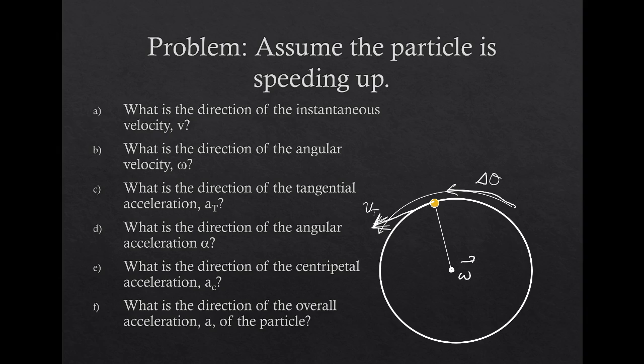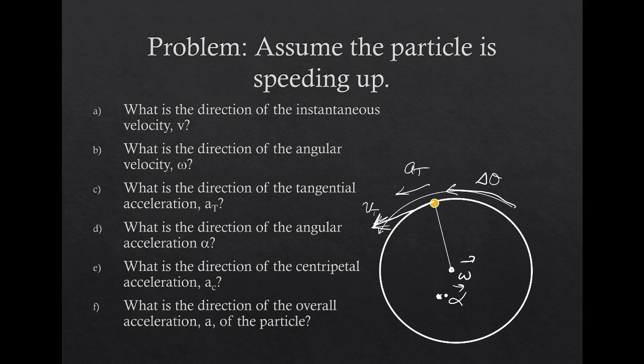Now it's speeding up, so what's the direction of the tangential acceleration? The tangential acceleration will also be out of the page. It's in the same point really as omega, but that gets kind of confusing. Okay, sorry, I mixed it up. Tangential acceleration is actually the same way as tangential velocity. Angular acceleration is the one that's out of the page, my bad.